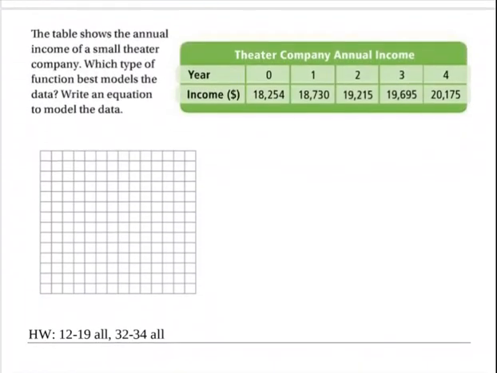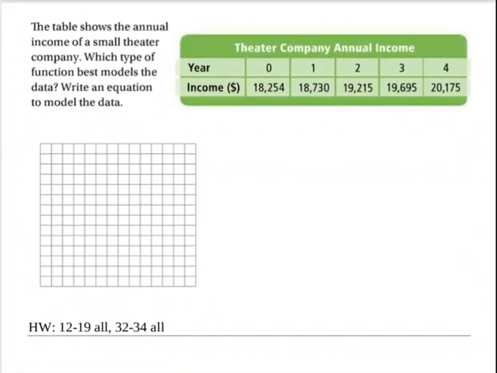Okay, so now this one. It's basically the same problem. We just have to look at the data and decide what kind of a model we should put on it. So we have year 0, 1, 2, 3, 4. Are we good with that? Yes. So now let's take a look at the income and be a little bit more accurate about it. What's the first type of model we should try?